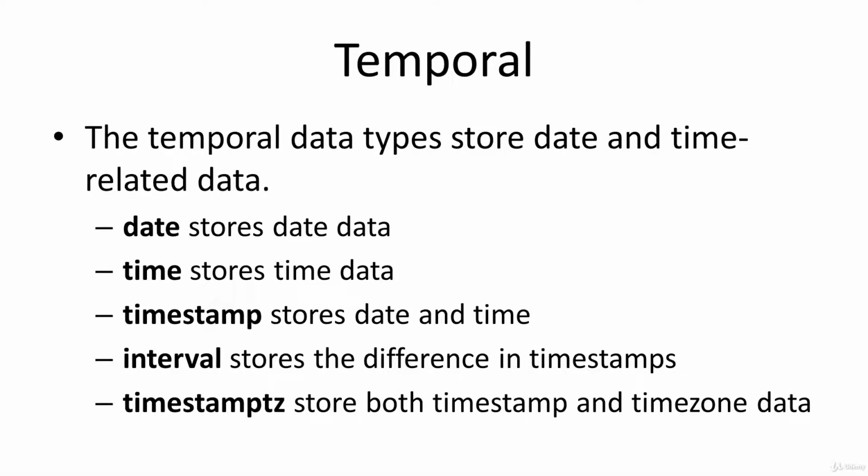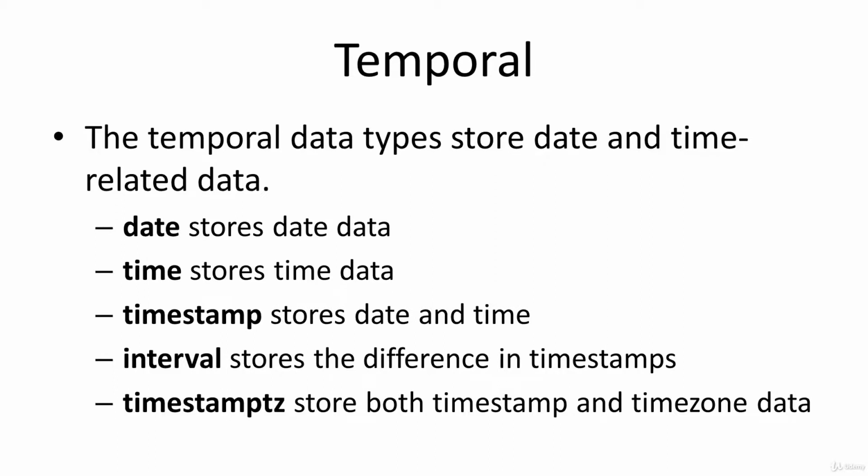Okay, so after that we have temporal data, which stores date and time information, or date and time related data. We have the date, which stores date data, or just time, that stores time data. Or we have the timestamp, which is the one we've been working with a lot, which stores date and time data. Interval stores the difference in timestamps, and we also have timestamptz, another one we've been working with, that stores both timestamp and time zone data.